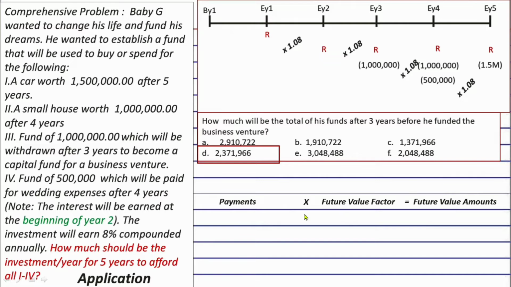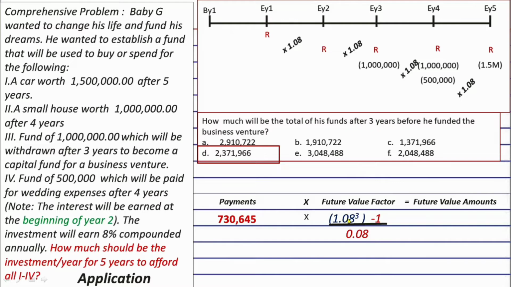Okay? Anyways, let's continue. We have the payments already, which we have solved in the previous episodes, 730,645. Okay? So let's use that. And the future value ordinary annuity, which is 1.08. But the n, let's adjust it, okay? So instead of putting here 5, let's put here 3. Because what we need to know is the value of the investment of Baby G after 3 years.